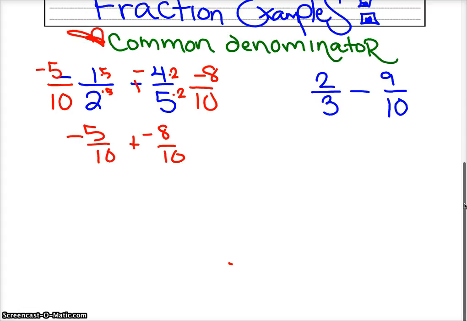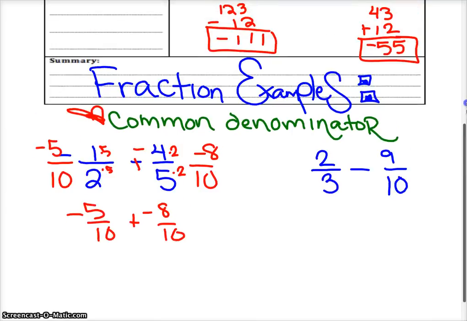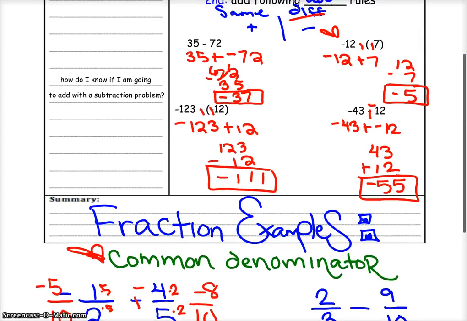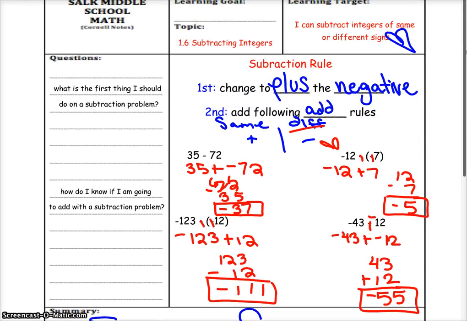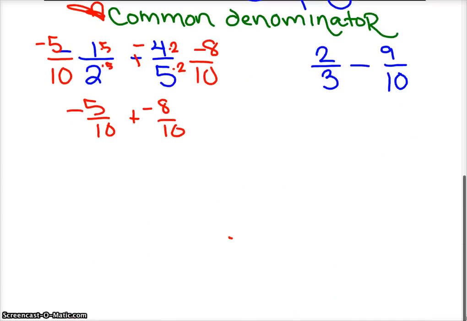They're the same sign. Same sign, if you look up at your notes, means that I add them right there. Same means add them. So I'm going to add them up. 5 plus 8 is 13. Keep it negative over 10. Don't simplify more than that. As 8th graders, this is where you end.